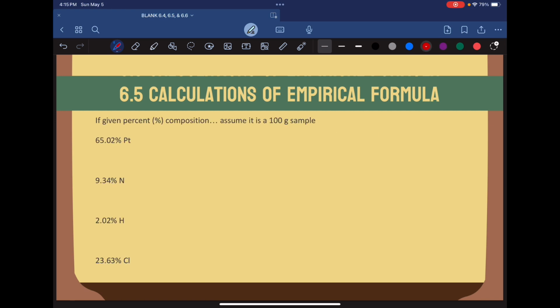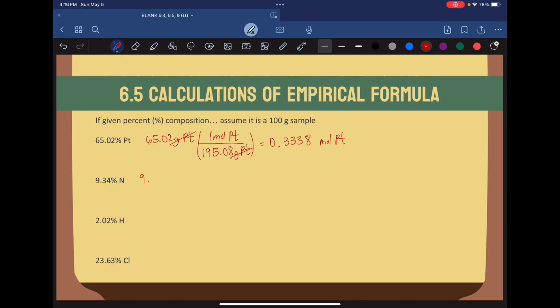Now, if you're just given percent compositions, you're going to assume it's out of a 100-gram sample because percent is out of every 100. So if I'm given 65.02% platinum, I can actually say that's 65.02 grams of platinum. And again, step 1 is going to be to convert to moles. So I find platinum's mass on the periodic table, which happens to be 195.08 grams of platinum to 1 mole of platinum. My grams of platinum will cancel. When I put this into the calculator, I'm going to get 0.3338. I'm just going to round to 4 decimal places. Moles of platinum.